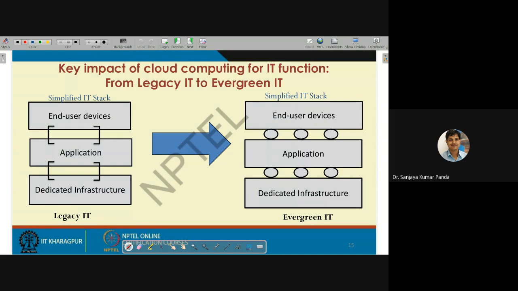So today we say green IT, because the energy requirement in the traditional system is more, but in today's system we have less energy. Here you can see end user devices, applications, and dedicated infrastructure, going from top to bottom, and they are more or less dependent on each other. But when you go for evergreen IT or a cloud-based system, the dependency is as minimal as possible. They are not tightly coupled. If they are tightly coupled, then again there is an issue.